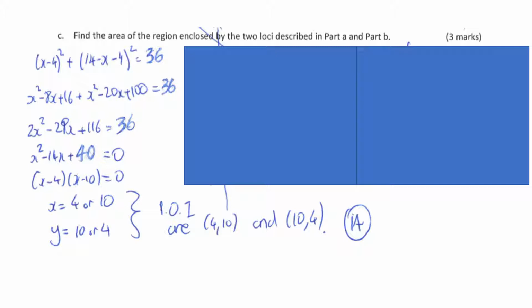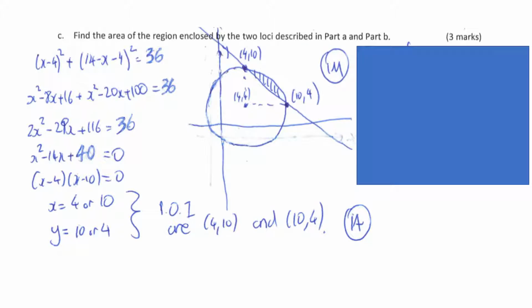So the points of intersection are 4, 10, which obviously rises 6 above the center of the circle at 4, 4, and 10, 4, which is 6 to the right of the center of the circle. So interestingly enough, it's easy to realize that the angle subtended by the chord connecting those 2 points at the center will be 90 degrees. Easy enough to work out, I would think.